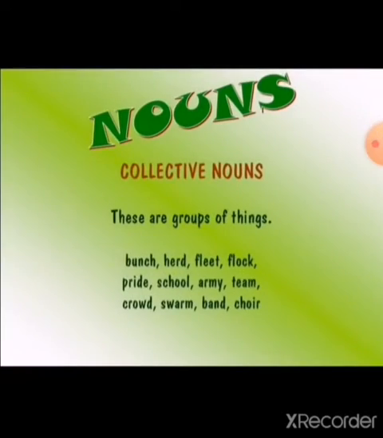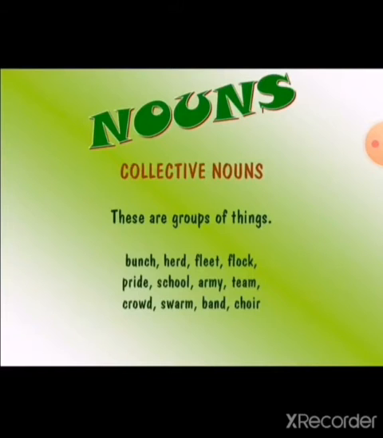Okay, the next one is our collective nouns. These are groups of things. When we are referring to something, the things that are in group, okay, and we are giving it a name, that name is called a collective noun. For example, bunch of flowers. Bunch of flowers now means many flowers, but we have given it a single name, bunch, so it is a collective noun. Herd, fleet, flock, pride, school, army, team.